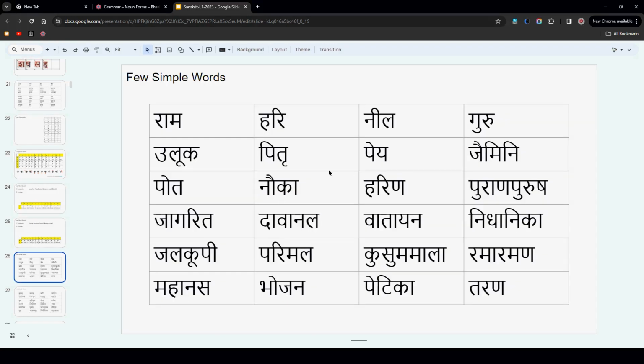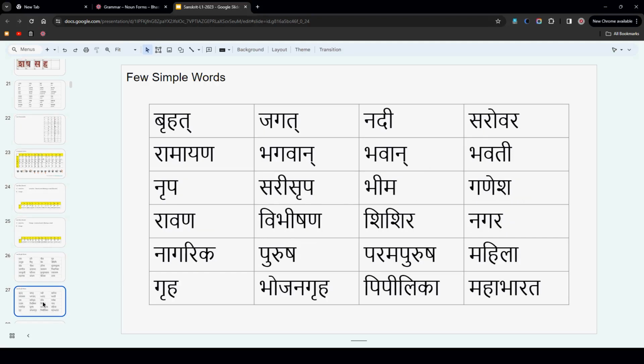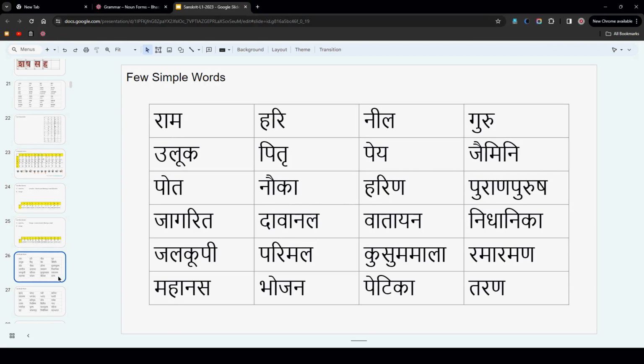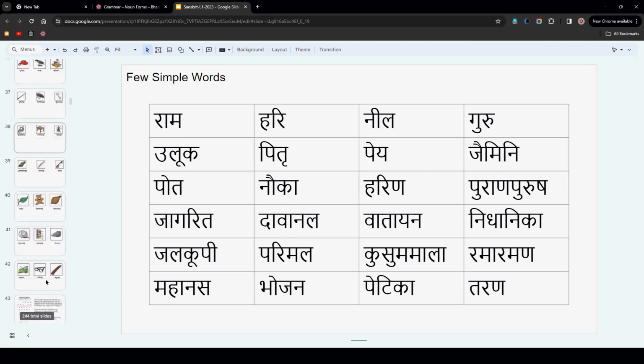And similarly, you can look up these words in the dictionary. Some of these are different.